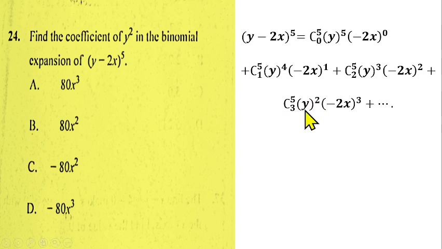It is the fourth term that we have y squared. So don't forget that we are looking for y squared. That's why we stop at the fourth term. We don't need to continue. So that means here we need to find the coefficient of y squared.